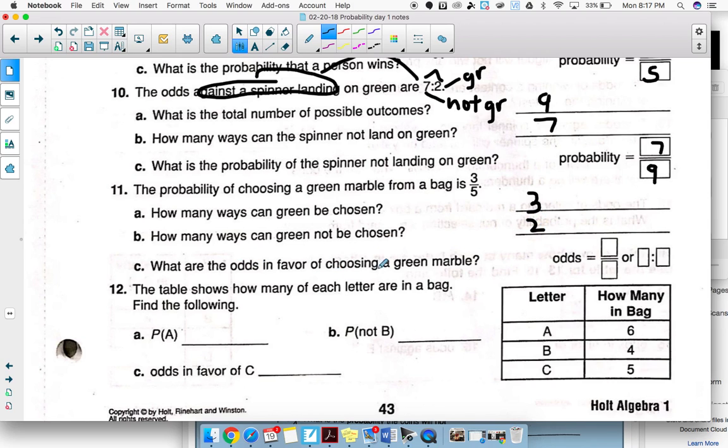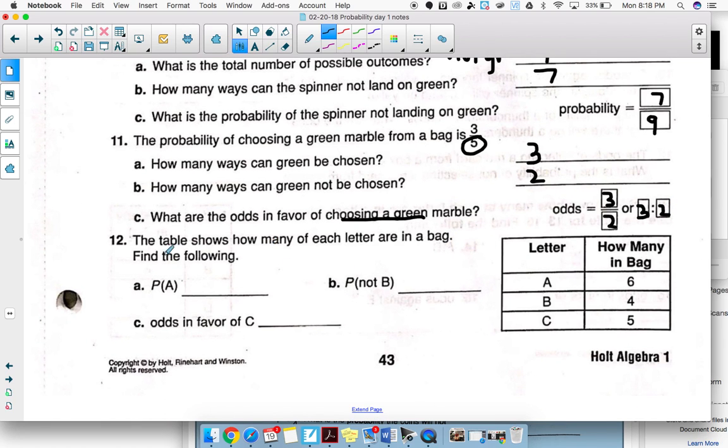So the odds in favor of choosing a green means I'm going to put the green ones first. And I'm going to put the not green one second, which would be 2. See how odds just don't have a total on the bottom? It's the other part that makes up the total. So if we write it horizontally, it would just be 3 to 2.